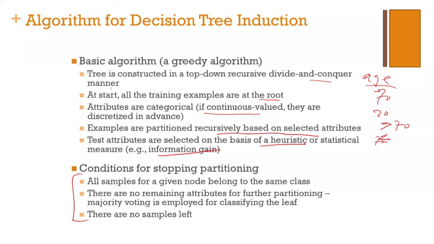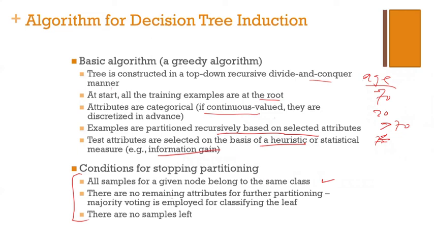One, you stop when all samples for a given node belong to the same class. When all samples for a given node belong to the same class, you stop. That is, for a particular node, all the samples there are in the same class. You don't need to do anything there.